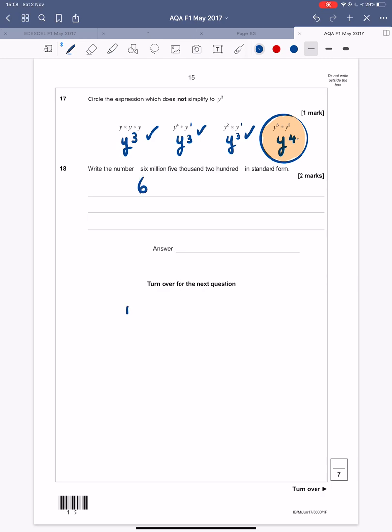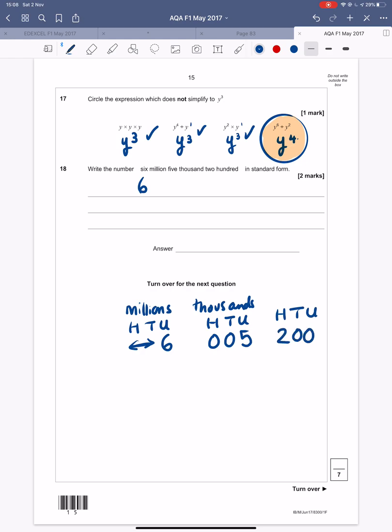Next one, right, 6,005,200. If you remember, when you've got your millions, thousands, you've got hundreds, tens, and units in your millions, hundreds, tens, and units in your thousands, then hundreds, tens, and units at the end. So we've got 6 in the millions, so that's 6 units. We haven't got any hundreds of thousands. We don't need to put zeros in there, but we do have to fill these ones up with zeros.